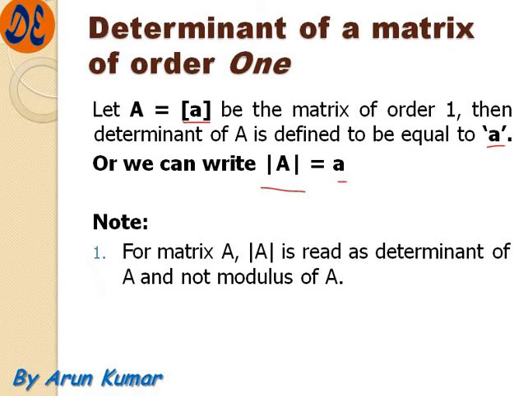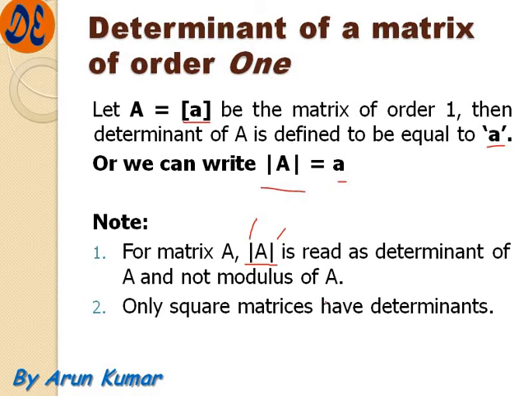Now something to be noted, for matrix A, here we have used the straight line, which we generally use in mathematics as modulus. So don't read it as modulus of A. Instead you will have to read it as determinant of A. If A is a simple real number, then you can read it as modulus of A. But if A is a matrix, then you will have to read it as determinant of A and not modulus of A. Secondly, only a square matrix can have a determinant. If the matrix is rectangular, it will not have any determinant.